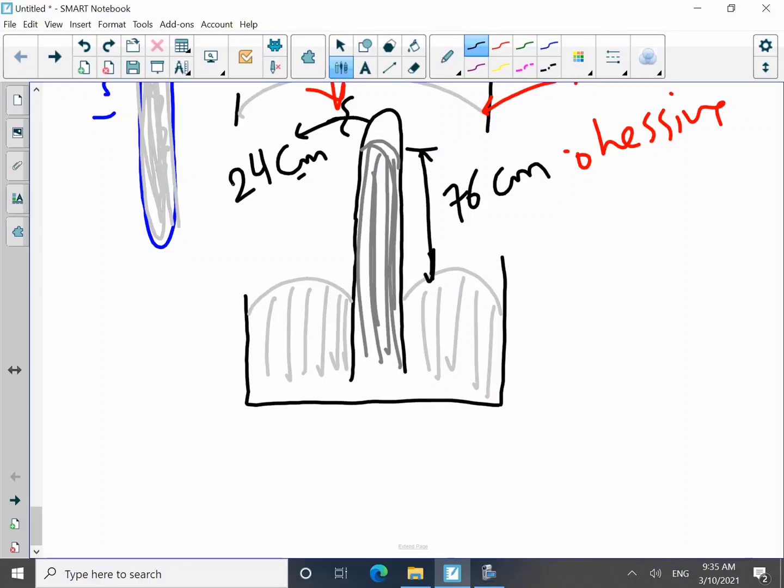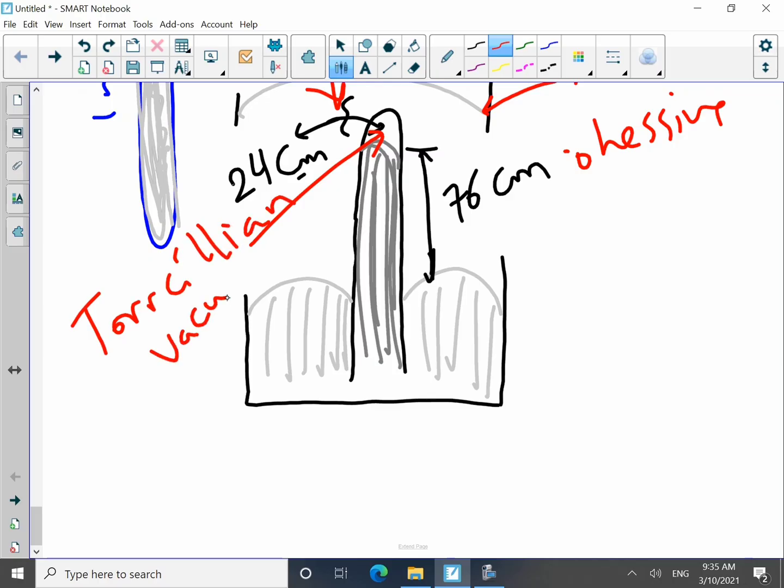It is called Torselian vacuum. It has pressure equal 0.